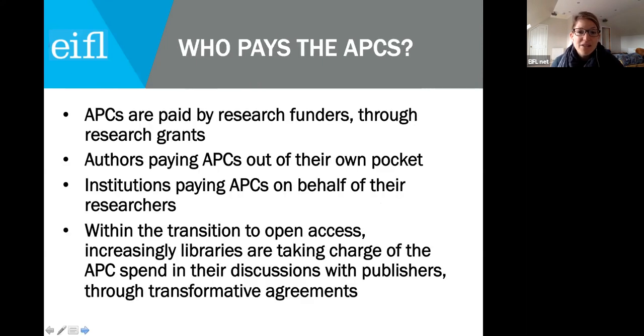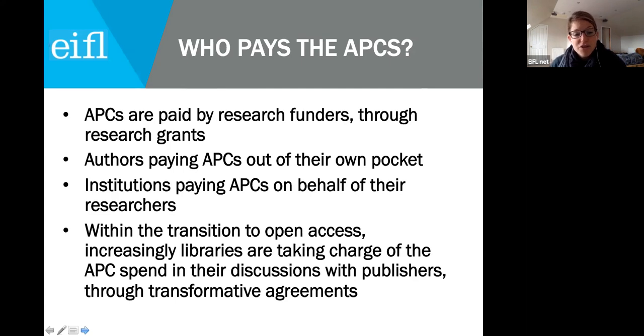So who pays the article processing charge? Generally it's paid by research funders through research grants. So the researchers can decide that they spend part of their funding on the charges. Sometimes it's also authors paying it out of their pocket. And in some cases, institutions give researchers some funding that they can use on behalf of the institution's money.